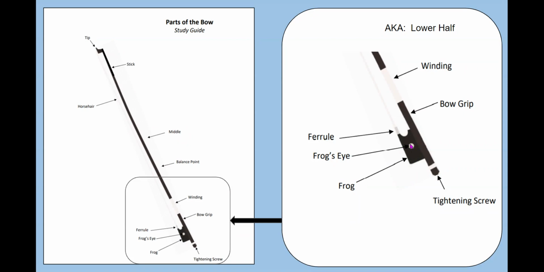And then we have the actual frog. It's this entire section of the bow. This is really important to know the difference between the upper half and the lower half of the bow. The lower half has the frog, the upper half has the tip. And then at the bottom of the lower half we have the tightening screw, and this is what helps loosen or tighten the horsehair of the bow.